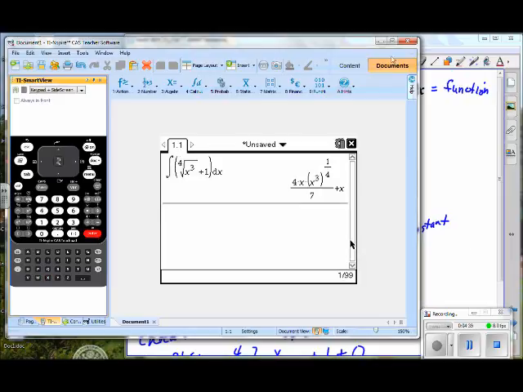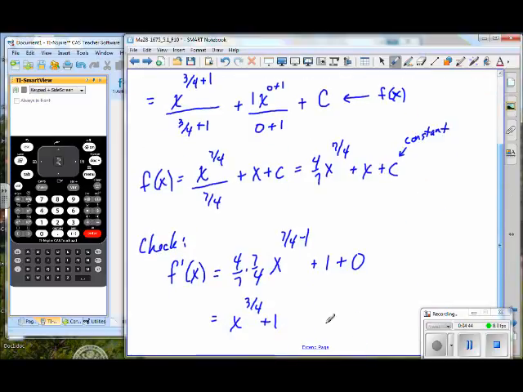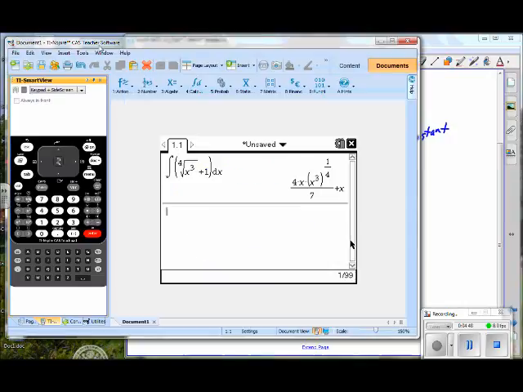Now our answer isn't the same thing as what we have on our work. Let's take a look at it. We said ours was 4/7 x to the 7/4 power. Would that be 4/7 x to the 7/4 power?